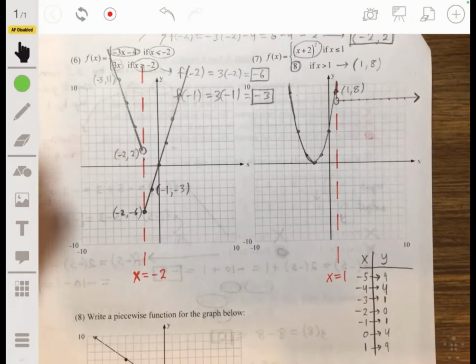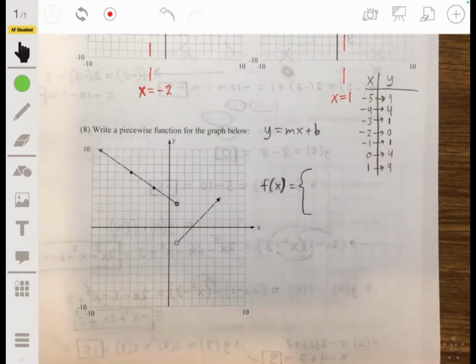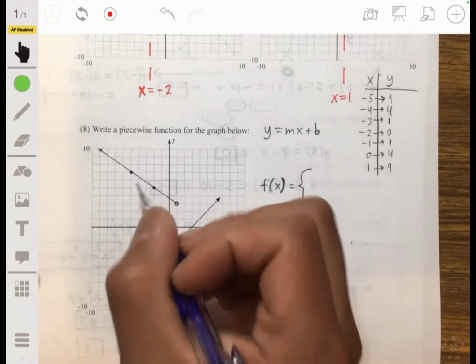So this one shouldn't be too bad because we have straight lines. So we're going to have linear equations. So we remember slope-intercept form, y equals mx plus b. So for this one, looks like our slope is down 2, to the right 3. So our slope here for this first one would be negative 2/3. Down 2 to the right 3, down 2 to the right 3.